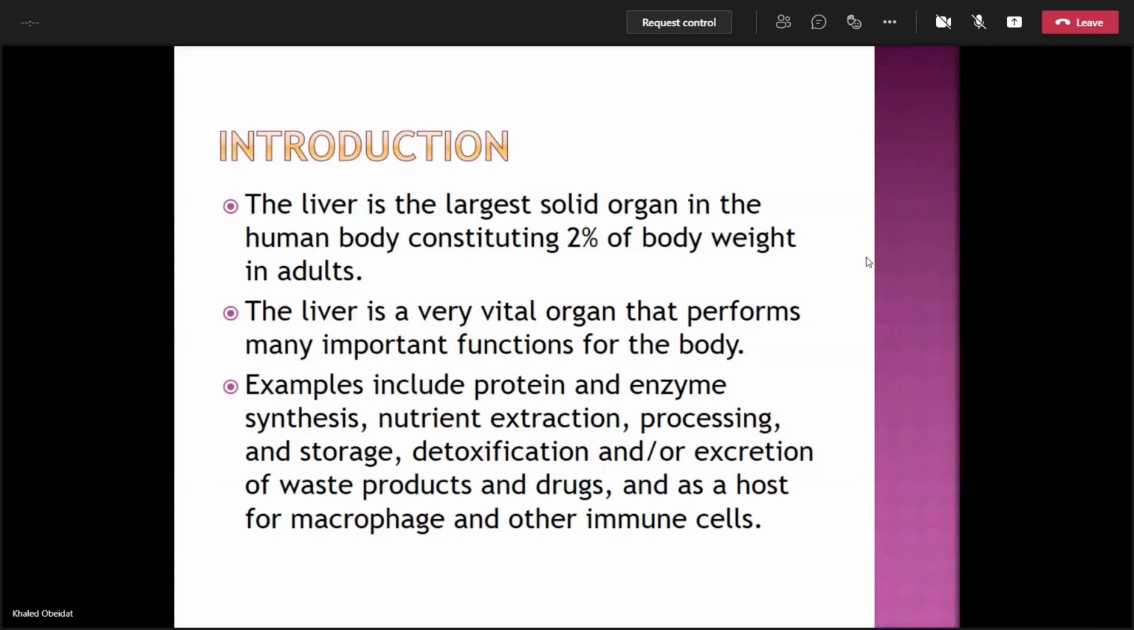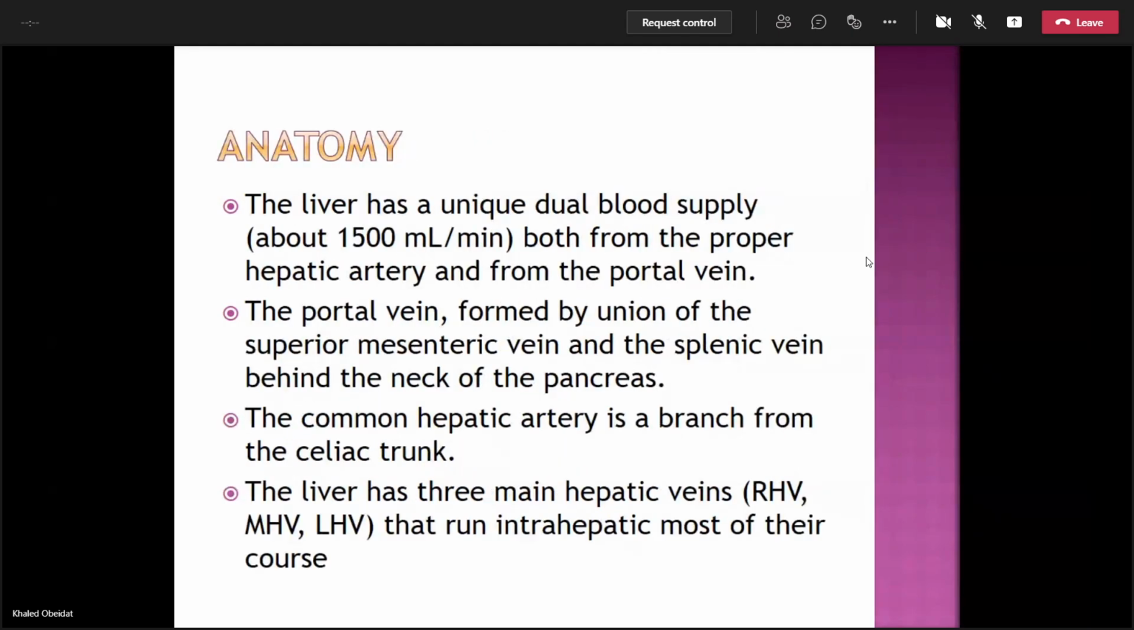Also, it has important immune function, and it hosts macrophages. It also produces and secretes bilirubin, one of these waste products, and bile salts, which are important for absorption of fatty food.